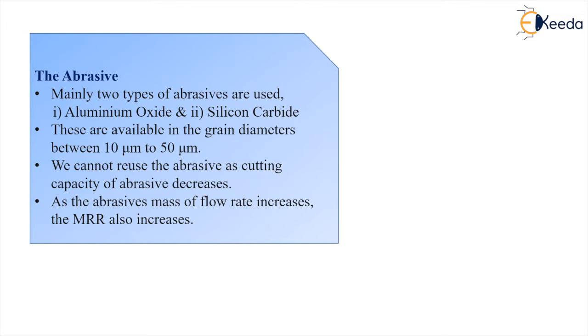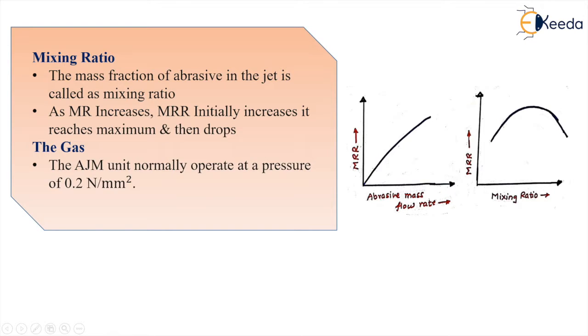Now let us look at the process parameters. In that, we have the abrasive first. There are mainly two abrasives which are used in AJM, which are Al2O3, that is aluminum oxide, and SiC, that is silicon carbide, which are available in the range of 10 to 50 micron. When we use the abrasive once, we cannot reuse it as its cutting capacity goes on decreasing. So how do these abrasives have an impact on Q, that is MRR? As we go on increasing the mass flow rate of these abrasives, definitely the material removal rate in AJM goes on increasing. See here, as the abrasive mass flow rate increases, MRR also goes on increasing.